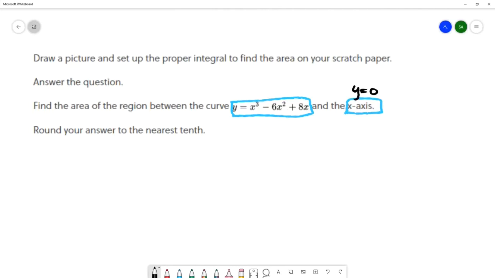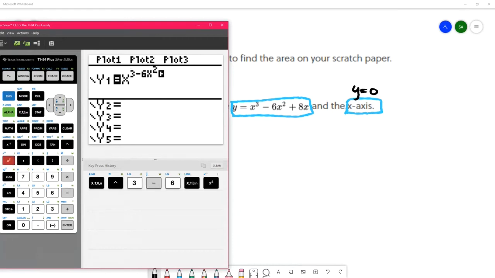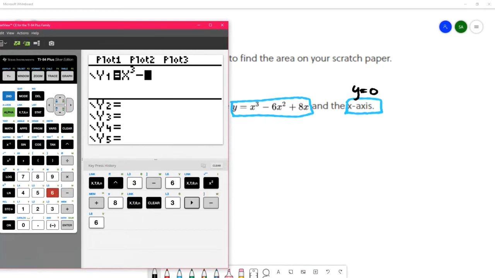So first I want to draw the picture before I set up the integral. Let me use my calculator to graph this cubic. So in my y equals menu, we'll type x cubed minus 6x squared plus 8x. Let me clear that out and try again. X cubed minus 6x squared plus 8x. And let's take a look at that graph.